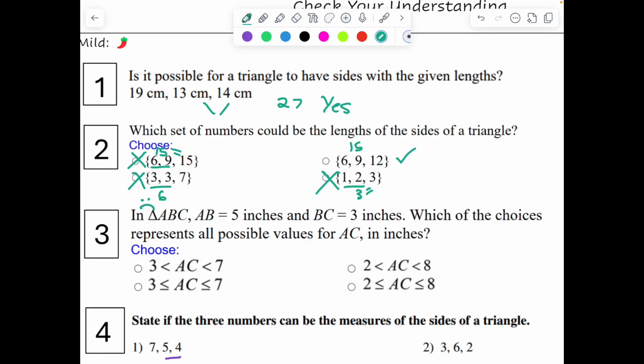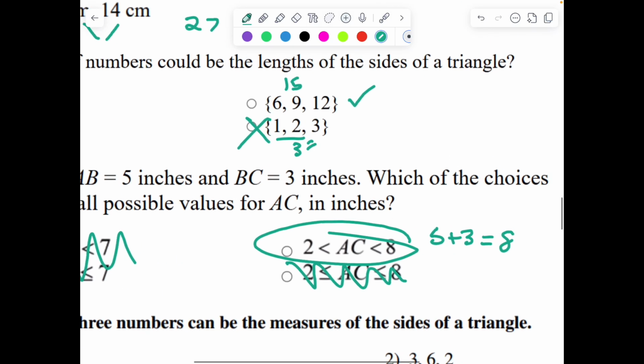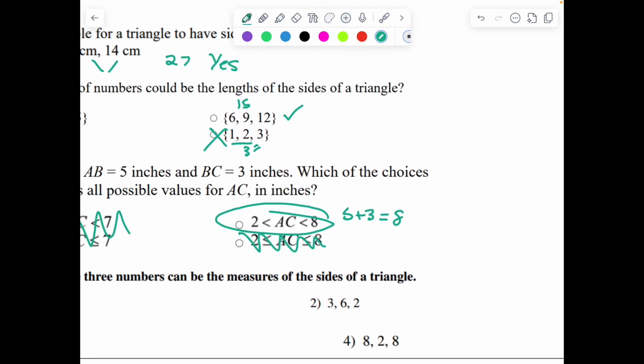All right, in triangle ABC, AB is 5, BC is 3. So which of the choices represent all the values, okay? So if 5 and 3 were the shortest, that means the longest side has to be less than 8. It can't be equal to 8, so we're going to cross that out. Okay, but it could be a little bit more than 7, right? It could be 7.999. So here's our answer here. We can make sure that 2 is the correct option.